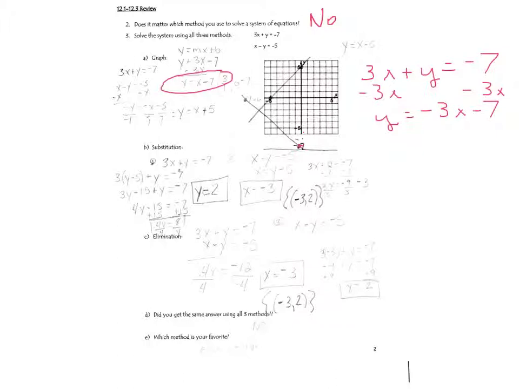Negative 7 would be around here. So you count up 3 and over 1 in the negative direction, and so your line, something like that, is supposed to go through this point here, and that point would then be your answer, which is x equals negative 3, y equals 2.